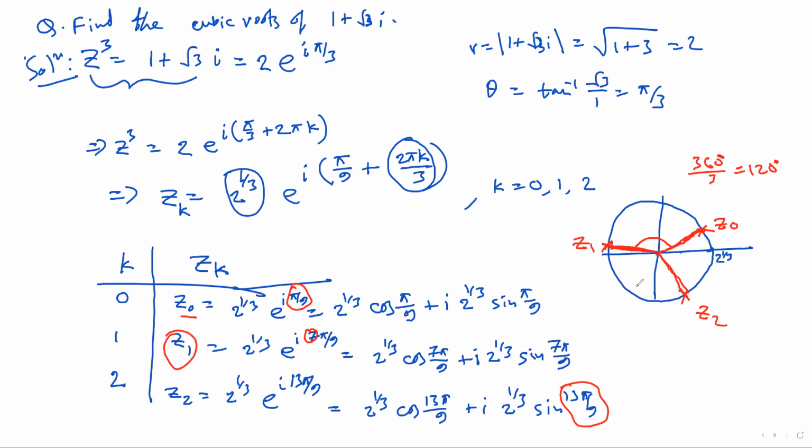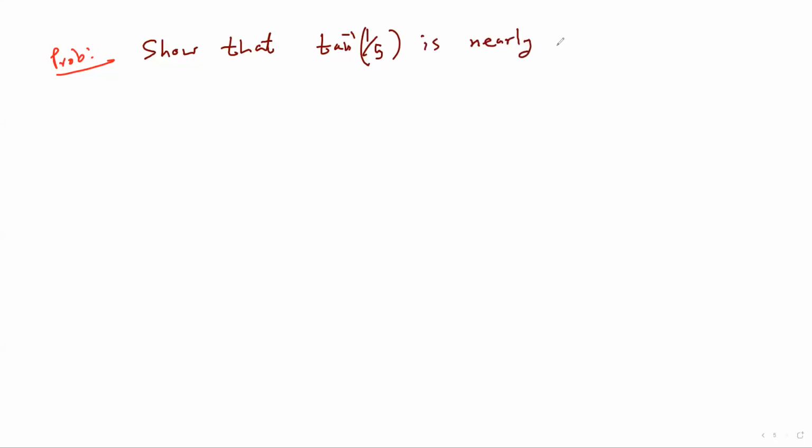All right, if that's the case, then let's solve some problems on whatever we learned about complex numbers. For example, the first problem is: show that tan inverse 1/5 is nearly equal to pi by 16.